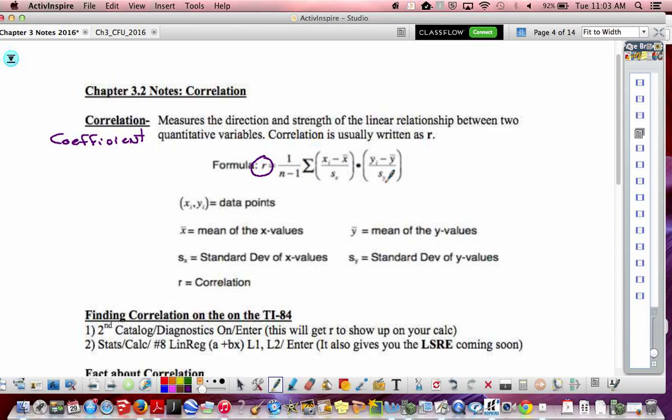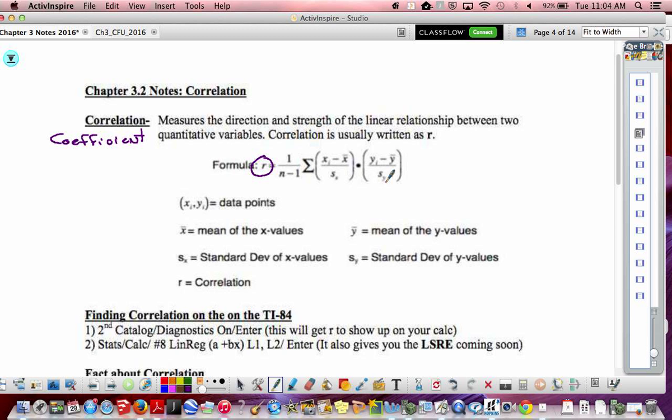With correlation coefficient, you'll never have to calculate it by hand. I don't even demonstrate it to you because it's a very clumsy formula. It takes a long time to actually do. However, with the technology that we have, your calculator does it lickety-split. But it's important to know what the correlation coefficient represents and how you go about interpreting it.